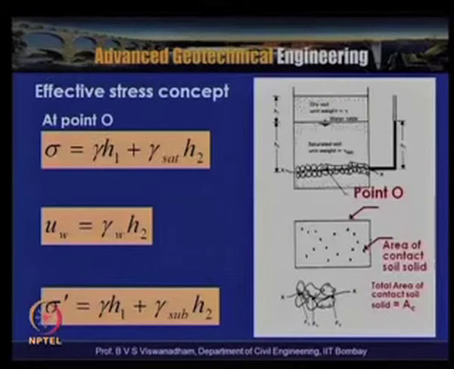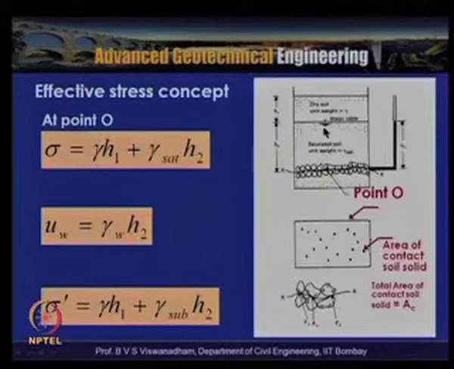Now, in this slide, further extending the effective stress concept, consider this wavy line passing through this point, and this is the imaginary line which is extended, and at point O the water table is here. So the total stress at this point is nothing but gamma H1, that is the dry soil, plus the saturated soil, because the unit weight will be saturated, gamma sat into H2. So the total stress is gamma H1 plus gamma sat H2.